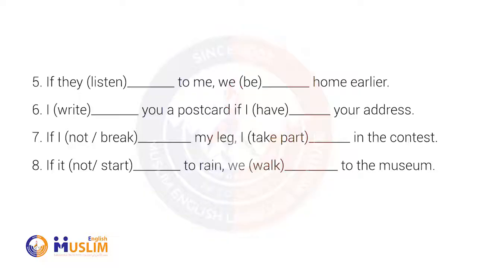Number 5. If they had listened to me, we would have been home earlier. Number 6. I could have written you a postcard if I had had your address. You have to use had twice. Number 7. If I had not broken my leg, I might have taken part in the contest. Number 8. If it had not started to rain, we could have walked to the museum.